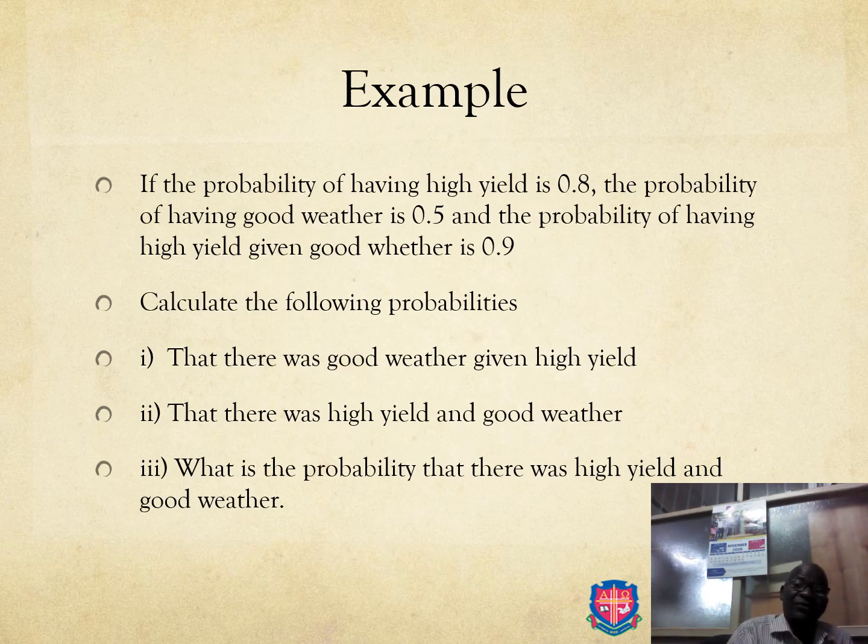Let us see an example. If the probability of having high yield is 0.8, the probability of having good weather is 0.5, and the probability of having high yield given good weather is 0.9. That is now the conditional probability. And you are asked to calculate the following probabilities: one, that there was good weather given high yield. Two, that there was high yield and good weather.